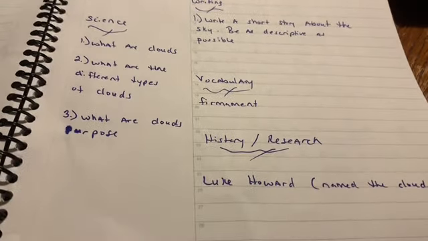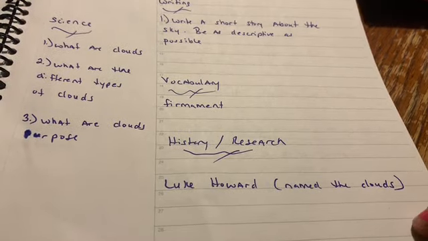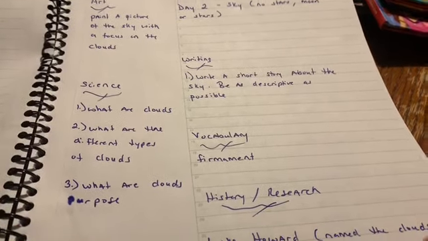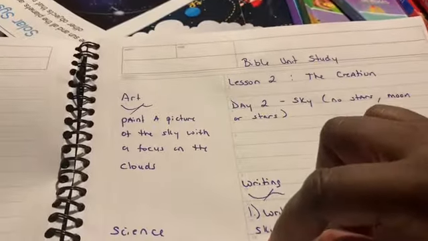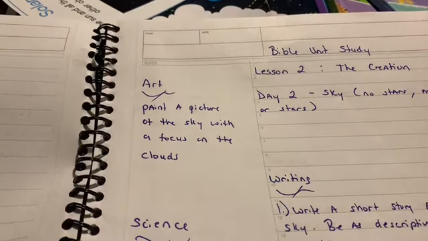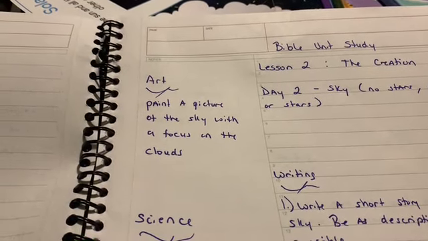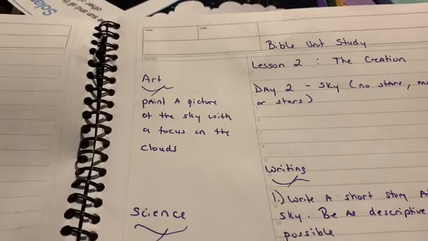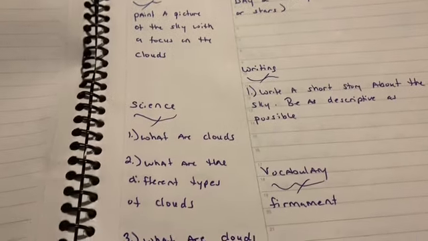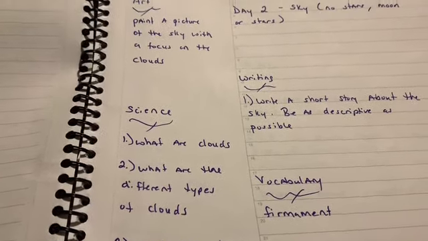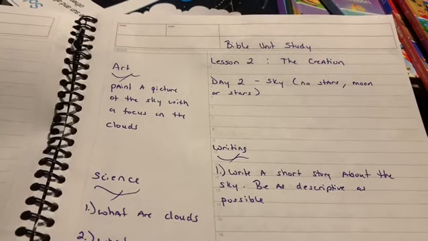And then for history, they're going to research Luke Howard. And you're probably like, who's Luke Howard? I'll show you who that is in a second. For art, we are going to paint a picture of the sky with a focus on the clouds. Excuse my handwriting.